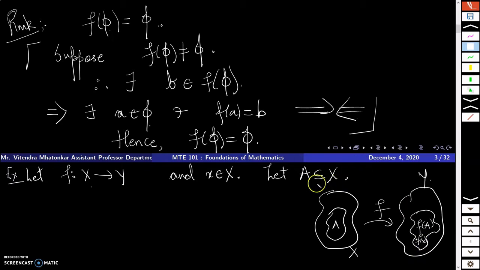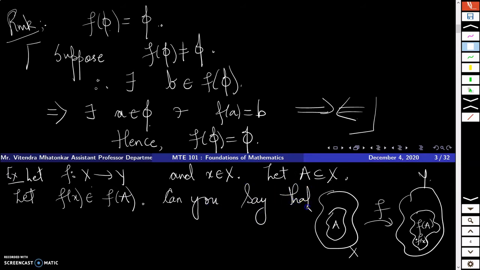Okay, so let f of x belong to f of A. Now, can you say that the point x belongs to the set A? Can you say that the point x is there in A? So the image of the point x is there in f of A. Can you guarantee that the point x which you are talking about here, whose image is there inside f of A, is there in A? The answer to this question is no.